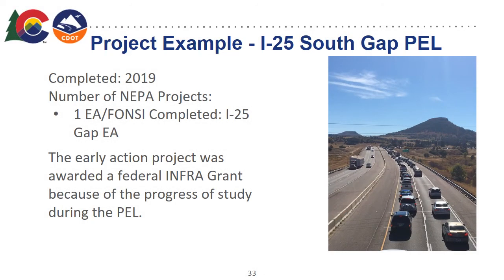A more recent project, the I-25 South PEL, is a study along 34 miles of I-25 in Douglas County. The project started with political pressure to add improvements to a very heavily traveled 4-lane section of I-25. The PEL started and was used as a crucial piece of information in receiving a federal INFRA grant of $65 million for an Early Action NEPA project. And this Early Action NEPA project happened in the southernmost 18 miles of the corridor.